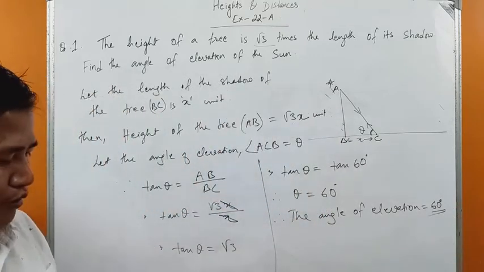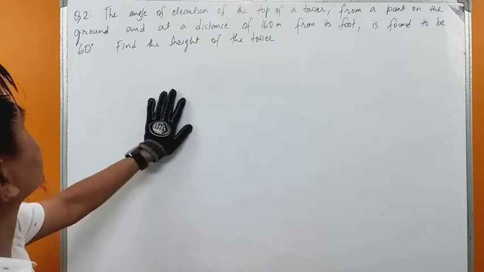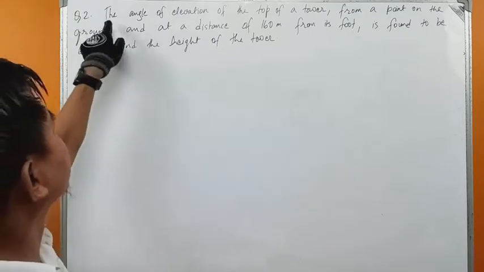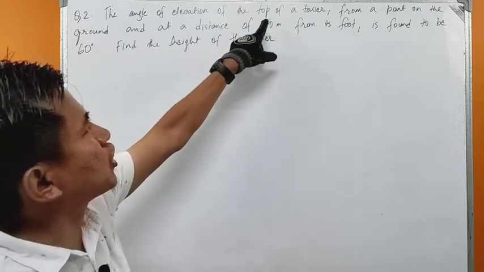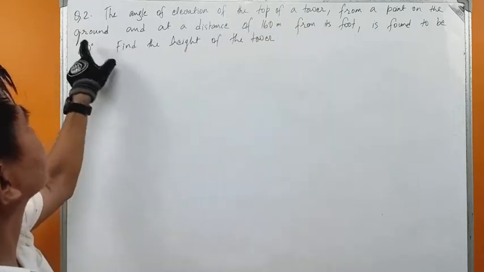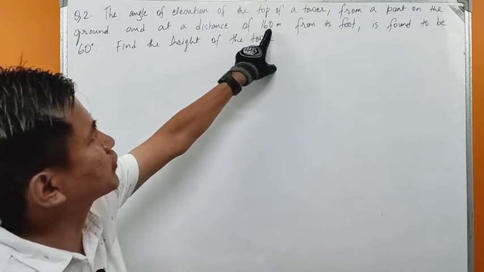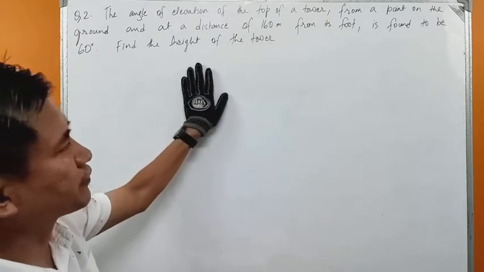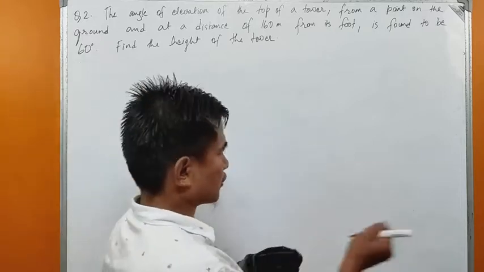Now let's do question number 2. This is question number 2 of exercise 22A. The angle of elevation of the top of a tower from a point on the ground, at a distance of 160 meters from its foot, is found to be 60 degrees. Find the height of the tower. Let us understand this question first.